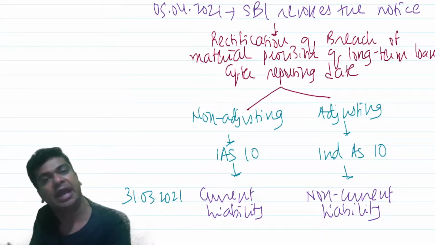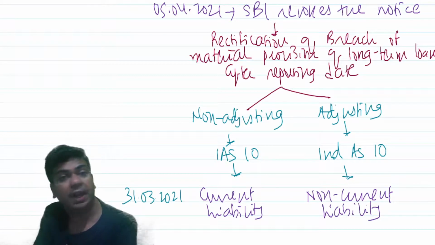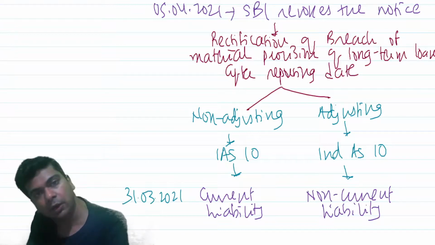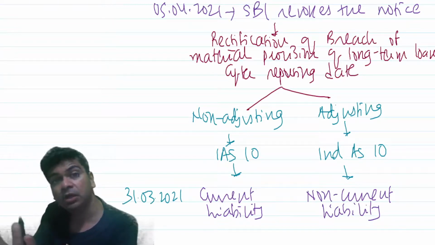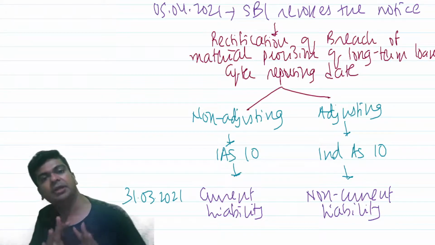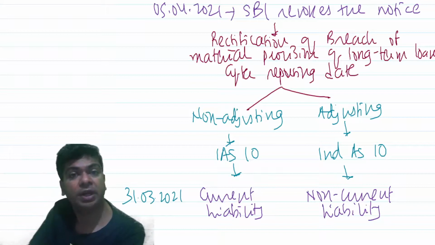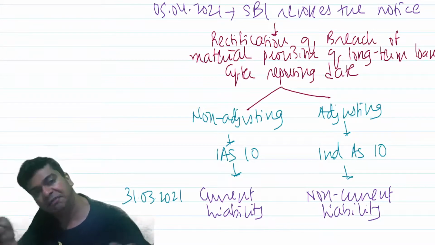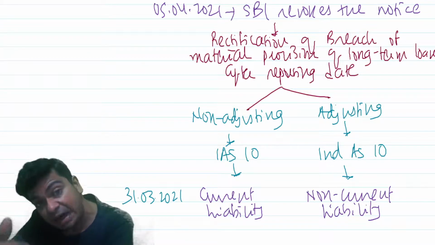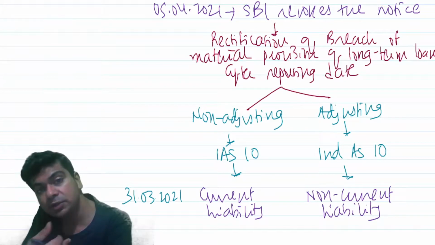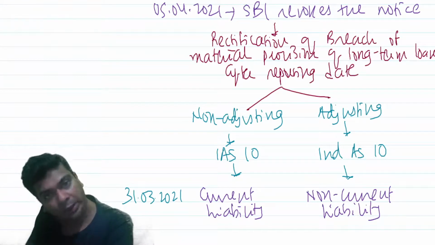If the breach is rectified after the reporting date but before the approval of the financial statements, we should treat it as an adjusting event. Agreed, on 31st March 2021 the status of the loan was current liability. Understand? Let us say you are reading the balance sheet. Agreed. But when I'm reading the financial statements, which is much, much after 31st March 2021, perhaps as a reader of financial statements, what is more important for me is what is the latest status of the loan?